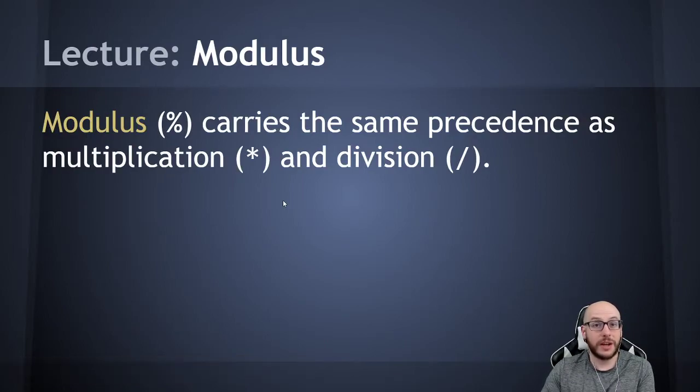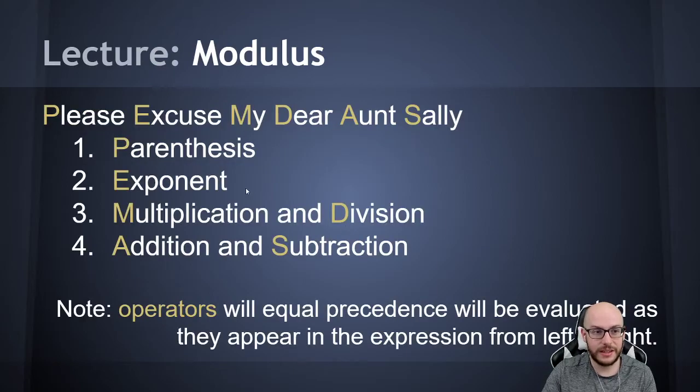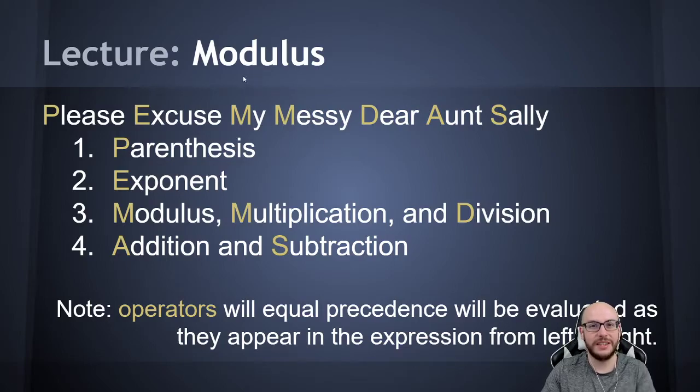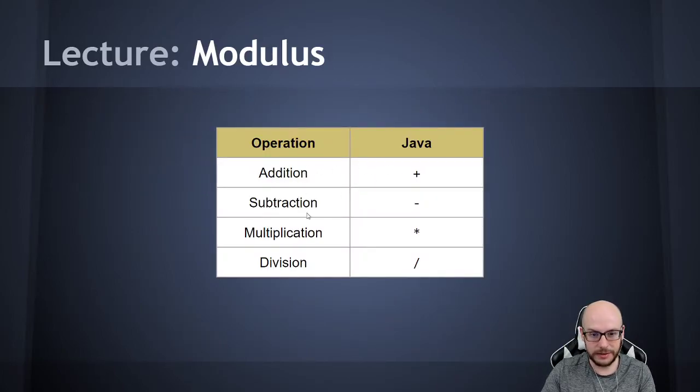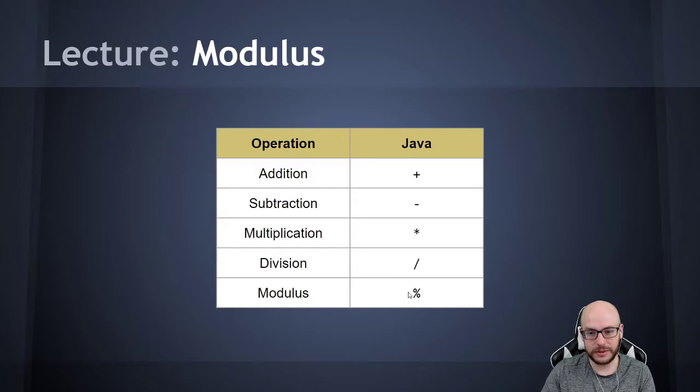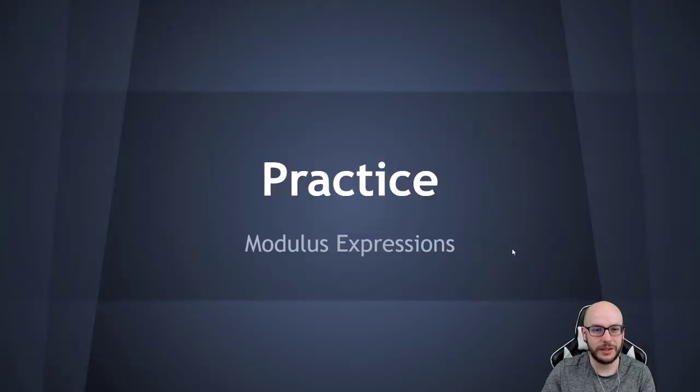Because this is division, this carries the same precedence as division, which means we need to update our mnemonic here. Our PEMDAS, or please excuse my dear Aunt Sally, I got to fit in another M in there. It's now my messy Aunt Sally. I know why we're excusing her. She's disgusting. So we're adding another M to our PEMDAS. In Java, we're going to tack on that modulus operator. Again, we see that little division bar. That's why they end up using the percent sign.